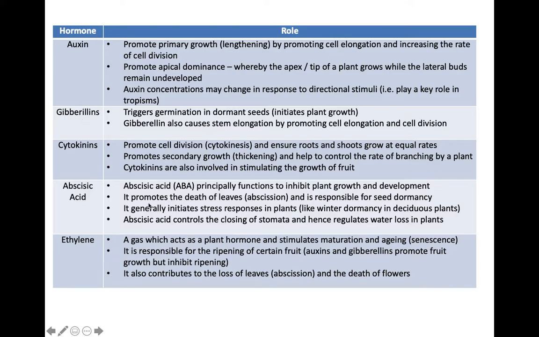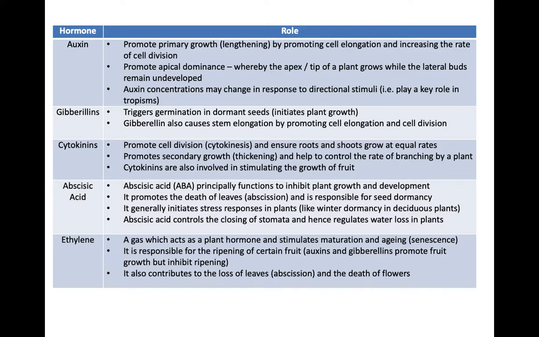And lastly, ethylene, which is a gas hormone, believe it or not, and what this does is essentially cause ripening of fruits, maturation and aging. This is what's going to cause fruits to become really sweet. A lot of times it does this by breaking cell walls and allowing the juices containing the sugars to leak out. It also contributes to the loss of leaves and death of flowers as well.